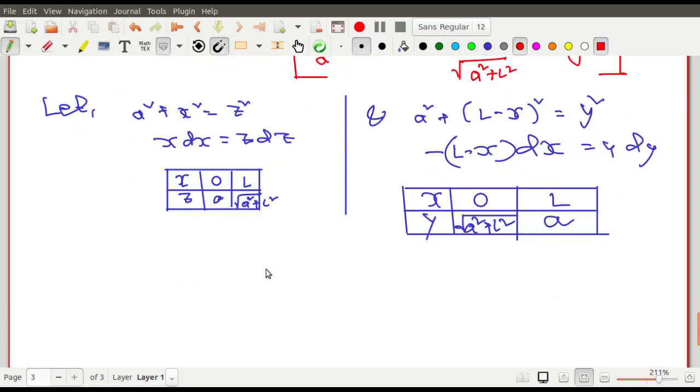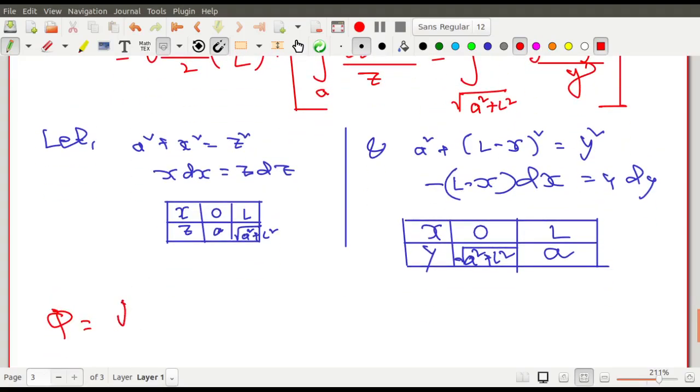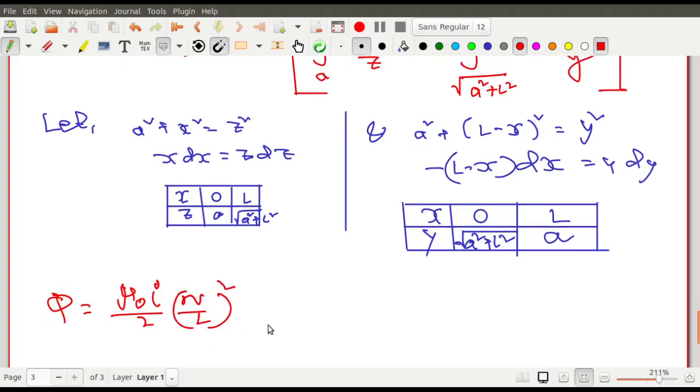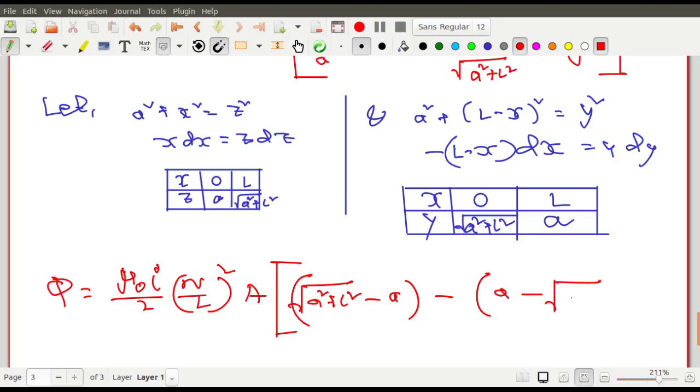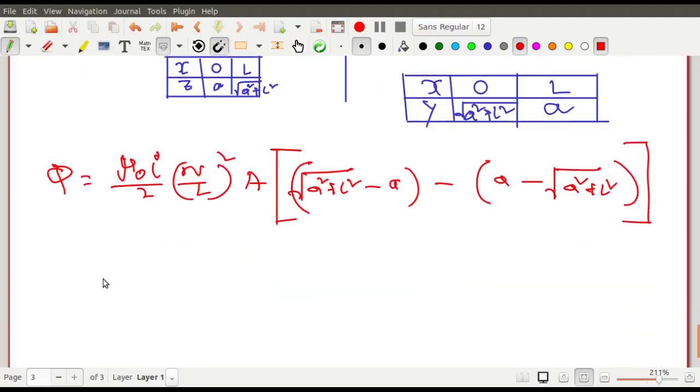So this is what I did here. I come back to my reading to get phi. Completing this, the expression for phi will be mu 0 I by 2 into capital A. Within the brackets, the first gives me root over of a square plus l square minus a, and the second gives me a minus root over of a square plus l square. So I understand that a gets cancelled and I have that a square root over of a square plus l square.